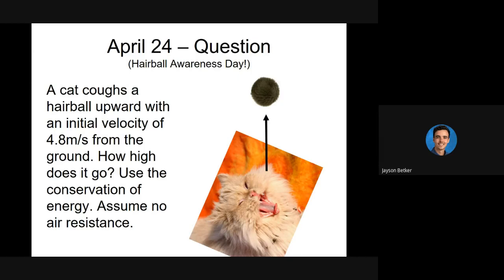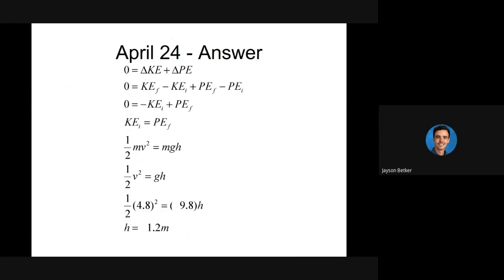And if you are done now, or if you're struggling, one thing to note is that I didn't give you a mass of the hairball. And that's because we're assuming there's no air resistance. That means that any mass of any object is going to follow the same exact properties as any other. That's kind of just like going back to the hammer and feather problem that we talked about way earlier in the semester.